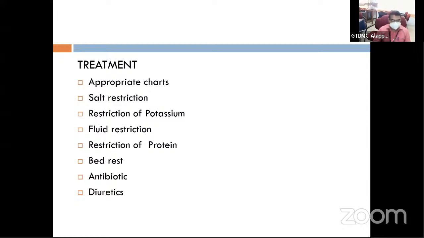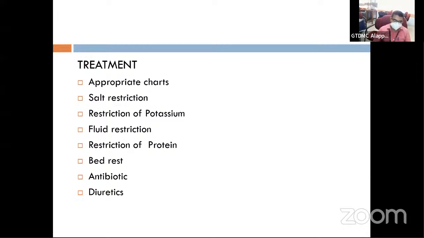And fluid restriction. Fluid requirement is calculated based on the intake output chart. So fluid should be given as previous day's urine output plus insensible loss. Insensible loss is calculated with the formula 400 ml per meter square per day. In a child it is around 20 ml per kg per day.